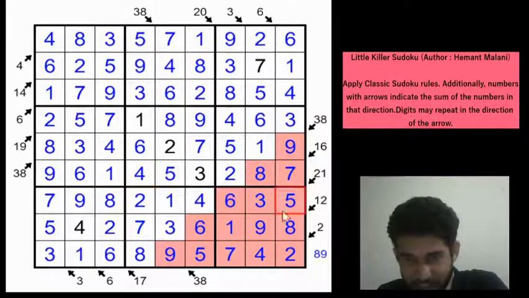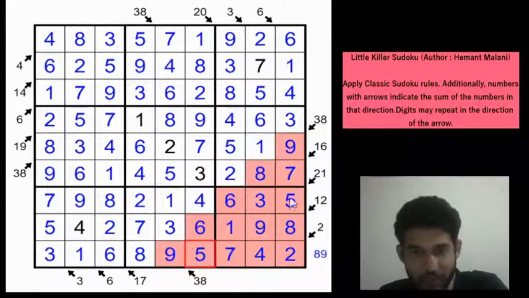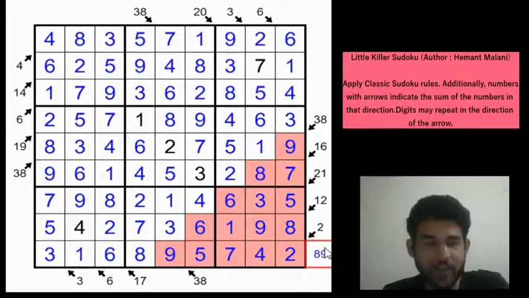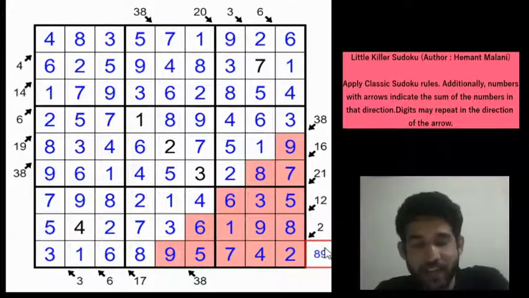So I think these deductions were very crucial for completing the Sudoku. So if you add these cells now, we have 24 here, we have 20 here, which is 44, and 45 here, which gives us 89. So this was a really good and excellent construction by Hemant.